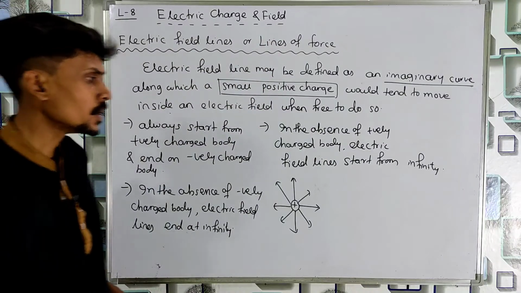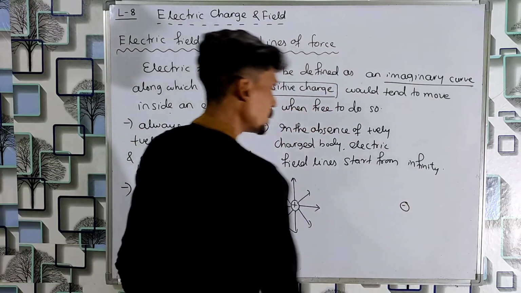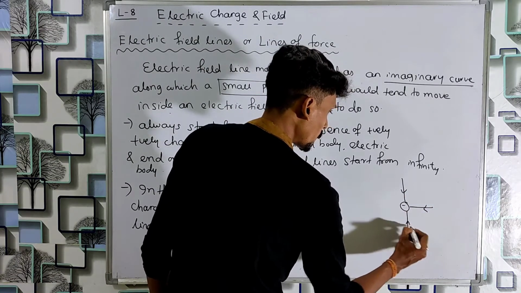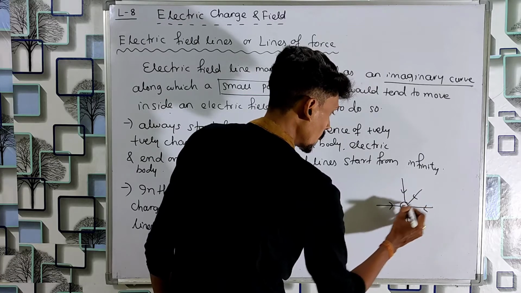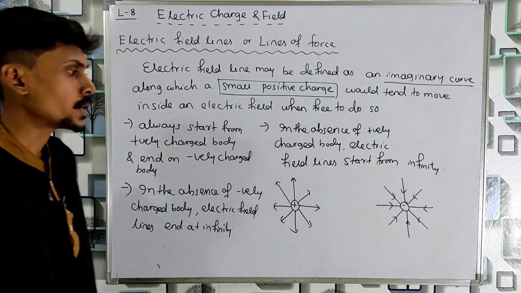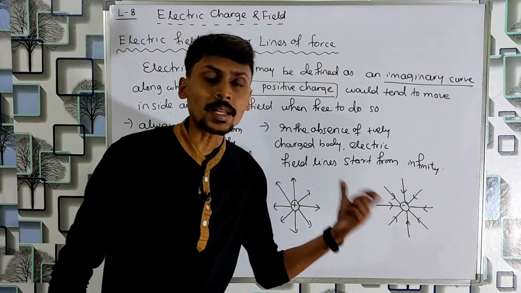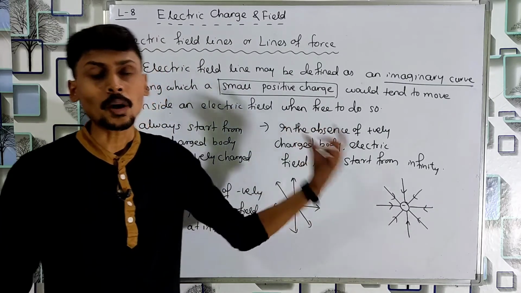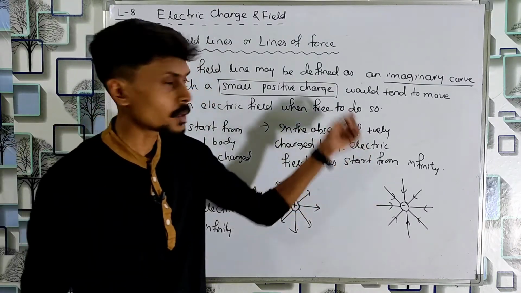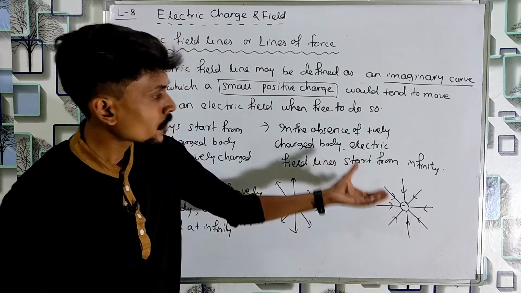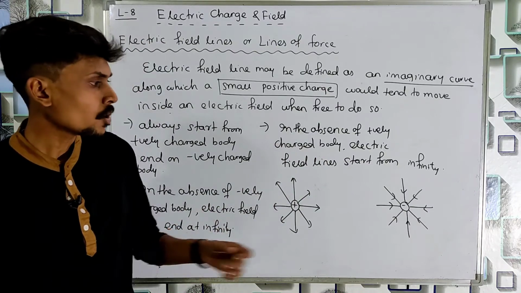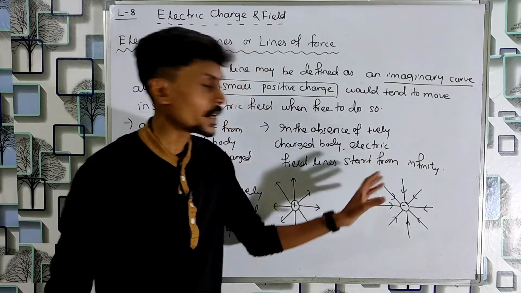Similarly, if you have a single negative charge, the electric field lines will be radially inward. You can see that the electric field lines are ending on the negative charge body, but what is their starting point? They are originating from infinity. So in the absence of a positively charged body, the electric field lines start from infinity. Here we cannot see from what point they are originating, so the electric field lines are starting from infinity.